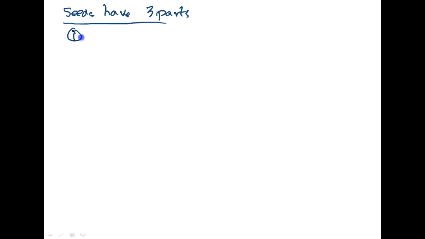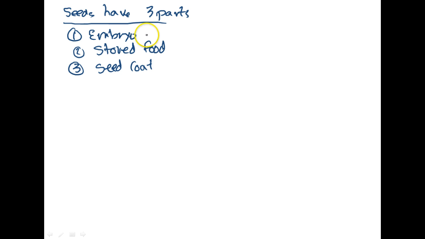The first part is called the embryo. The second part is called the stored food. And the third one is called the seed coat. So the embryo, by definition, is the fertilized egg. And this is after the sperm and the egg have met up and exchanged their materials. They create the embryo, which is the fertilized egg.